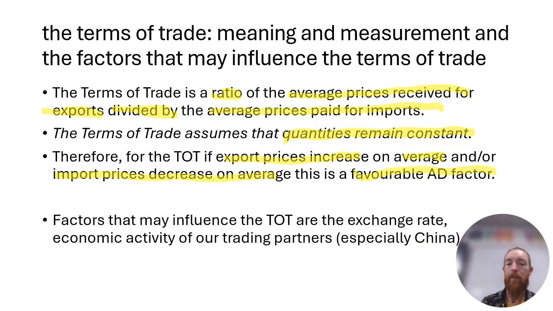And so factors that might influence the terms of trade are things like the exchange rate. So if there's an appreciation of the exchange rate, exports are worth more, imports are worth less, therefore terms of trade improves favorably. Economic activity of our trading partners. So for example, if there's a high demand from China for our iron ore, that drives up export prices and therefore terms of trade increases favorably.